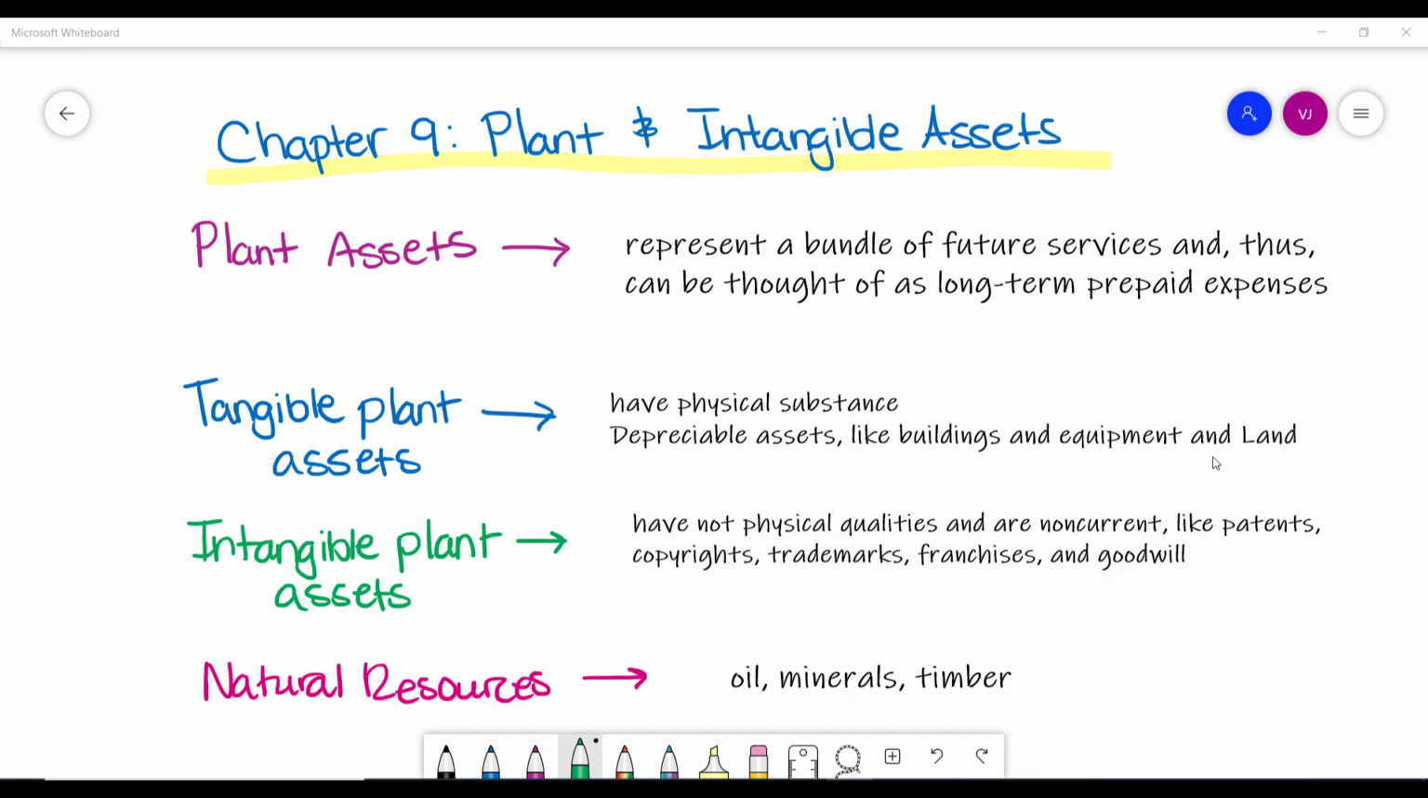Welcome to Chapter 9, Plant and Intangible Assets. So in this video, we'll just start our discussion regarding what plant assets are and also what intangible assets are.